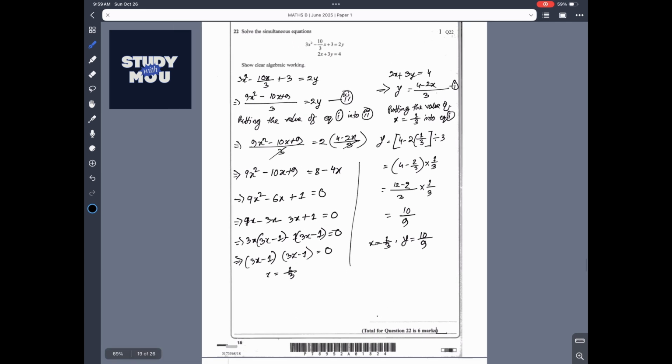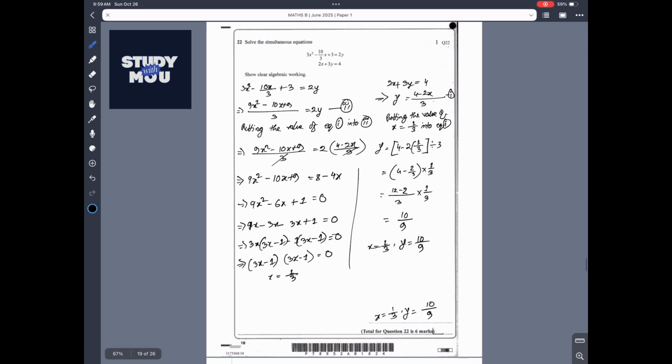Let's write the answer. x = 1/3 and y = 10/9. We are done with number 22.